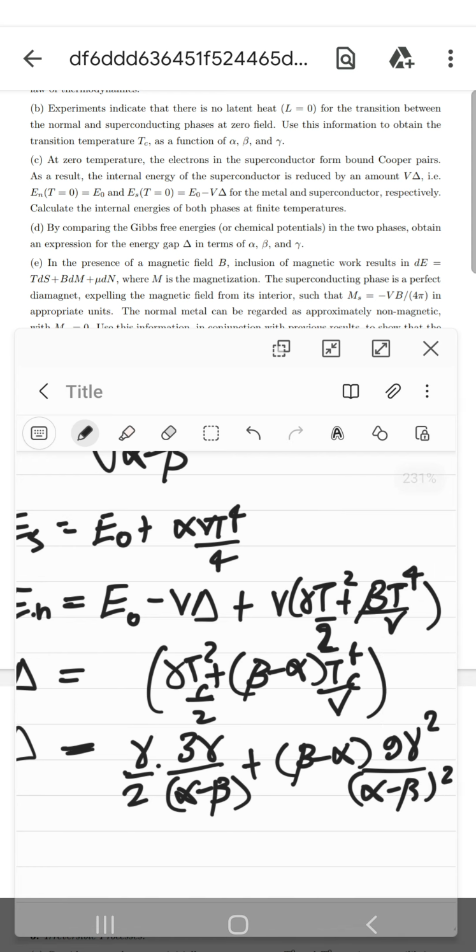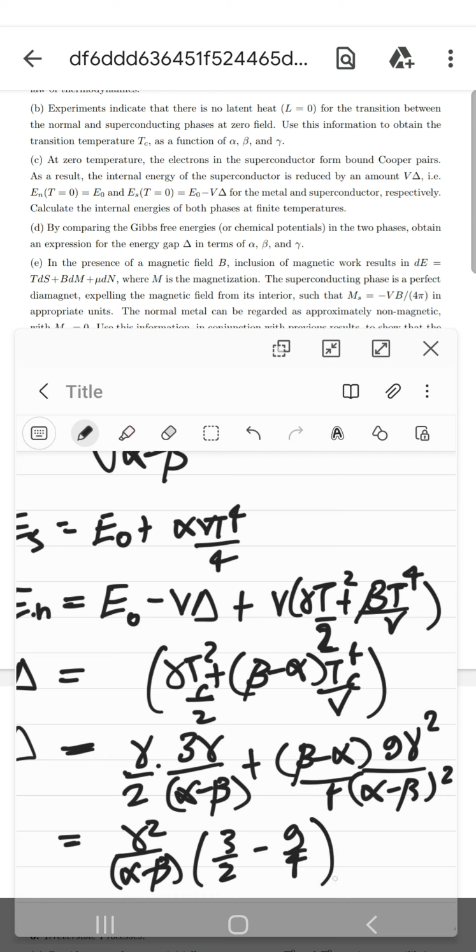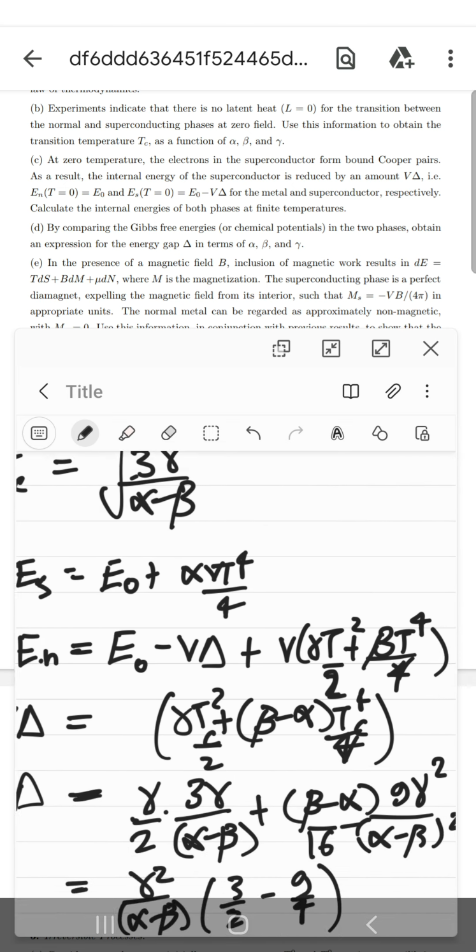And what's that equal to? It's a minus over there, so it's just gamma squared upon alpha minus beta times 3 by 2 minus 9 by 4. It's supposed to be there. Yeah, that's the way it is. So what is that now? It's like 6 by 4. Okay, then how is that negative? Oh, it should be 16 because you squared that. So this should be 16, I suppose. No, wait, what? Something is messed up, isn't it?